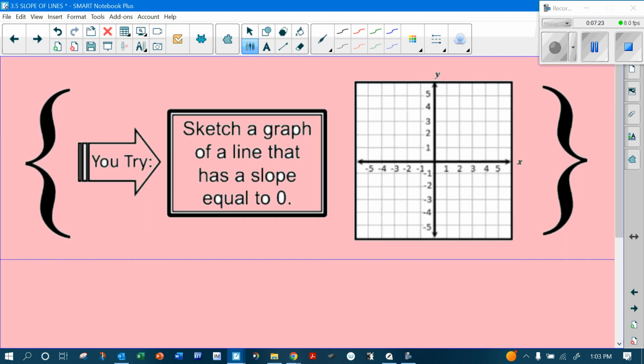All right. So you're going to try. It says to sketch a graph of a line that has a slope equal to 0. So I'm going to give you a second. All you want to do is draw a line that has a slope of 0. So remember, it has to be flat, and you can choose any number you want. All right, I'm going to go ahead and go through here. I'm going to draw a flat line that goes through here. This has an equation of y equals 3. Okay, y equals 3 is my equation. You could have chosen any line.